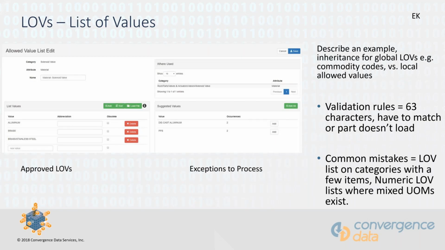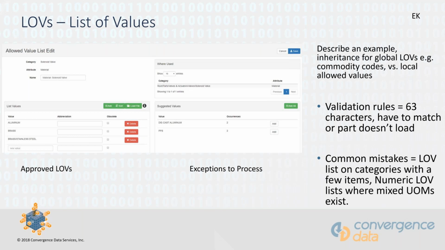And here is another module within DFR, the allowed values list, also known as an LOV. We use these here on the right-hand side. You can see the data that's been coming in from data services. Those would be exceptions to the process, and then on the left-hand side would be the approved LOV.